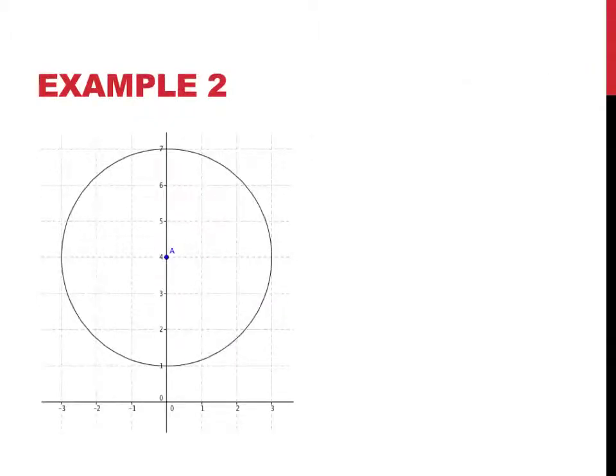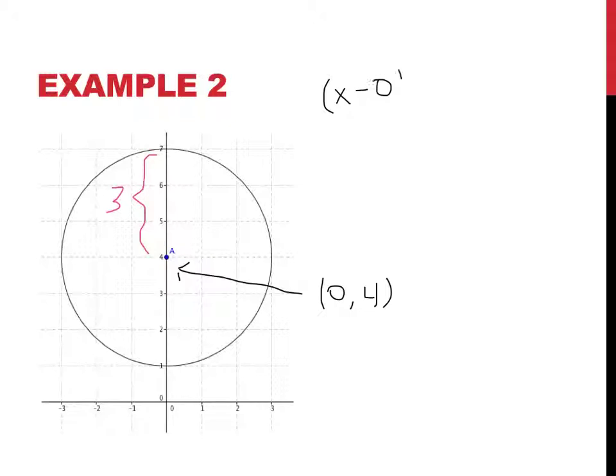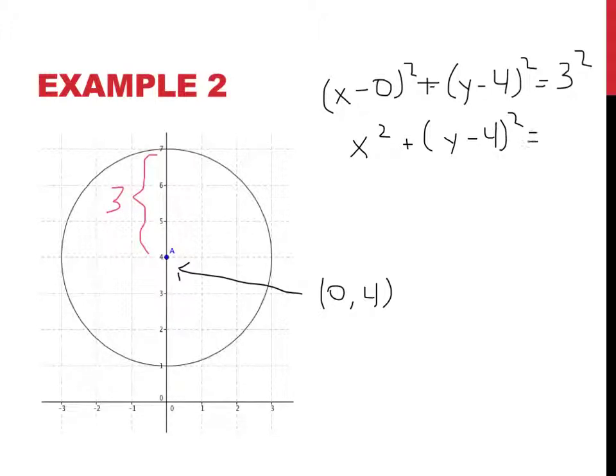Let's look at another example. Here we see that the center of our circle is at 0, 4, and the radius, or the distance from the center to the edge, is equal to 3. To write the equation of the circle, we do x minus the x-coordinate of the center, which is 0, squared, plus y minus the y-coordinate of the center, which is 4, quantity squared, is equal to the radius squared. Notice that we can simplify this equation because of the minus 0. So we have x squared plus y minus 4 quantity squared is equal to 3 squared.